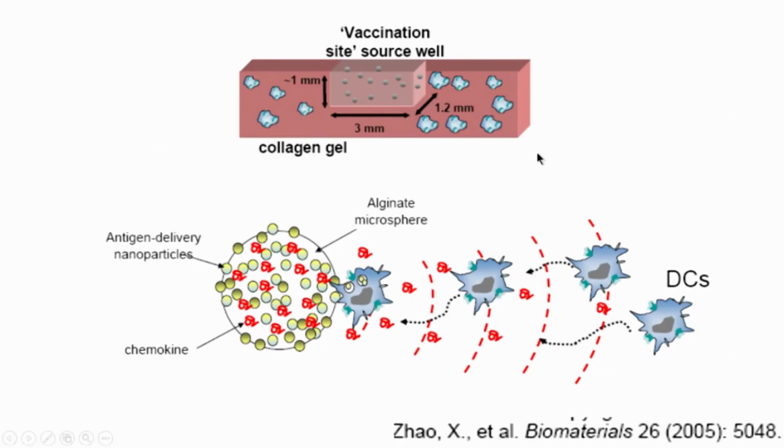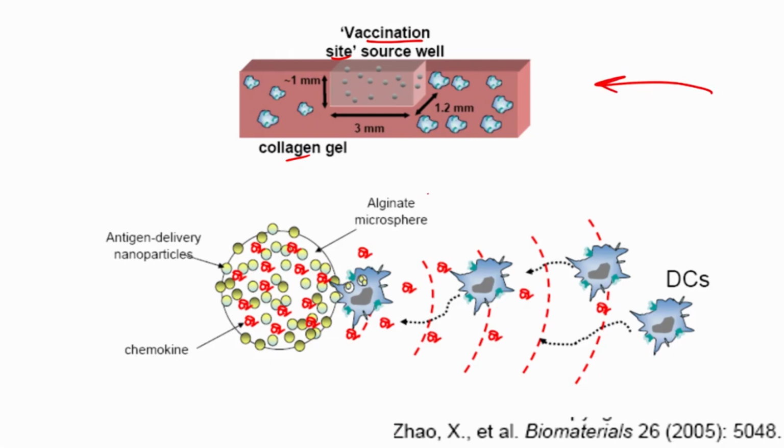So, very similar concept here. In this case again you are injecting a collagen gel and you are creating a vaccination site. This is a big gel, as you can see it is about a millimeter by 3 millimeter, and what you are doing here is you are encapsulating whatever antigen and whatever chemoattractants you want, and that will cause the immune cells to come to the site.